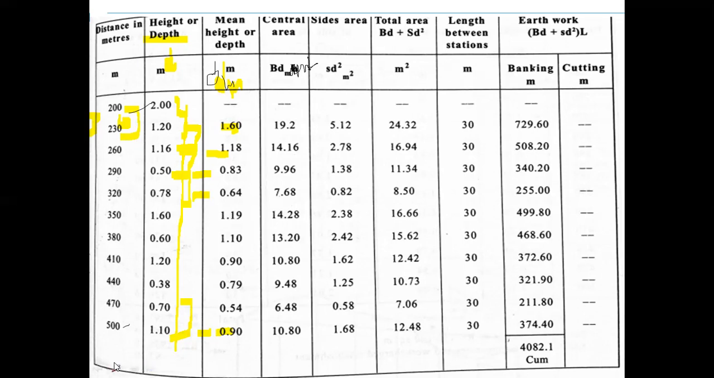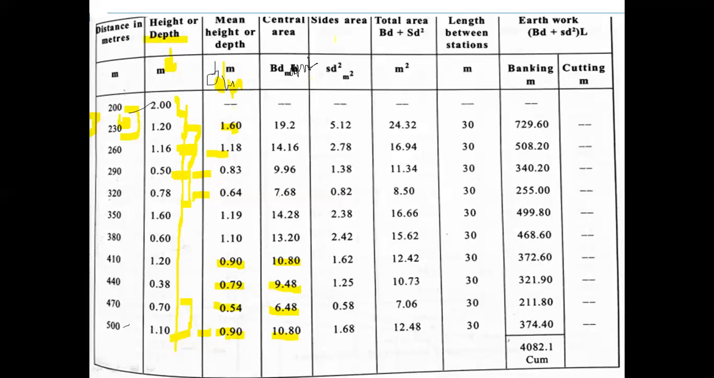Next one 1.10 into 12 is 13.20. Next one 0.90 into 12 is 10.80. Next one 0.79 into 12 is 9.48. 0.54 into 12 is 6.48. 0.90 into 12 is 10.80. This is the central area of the portion.